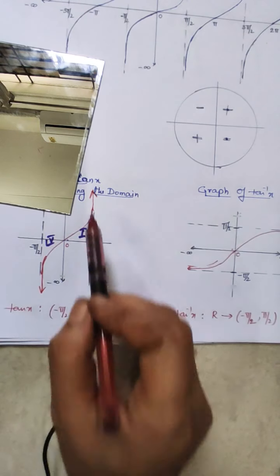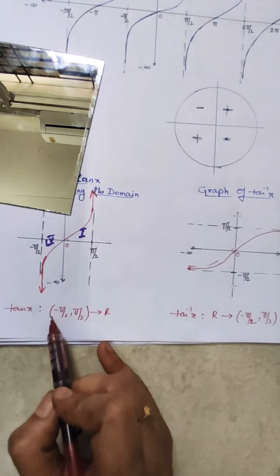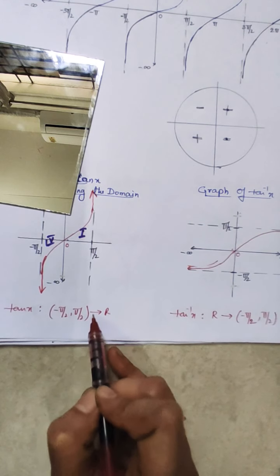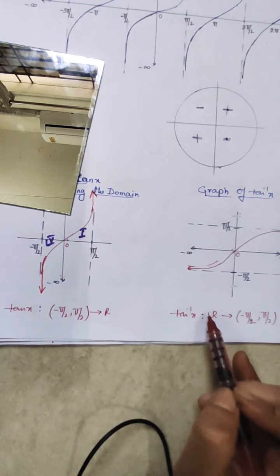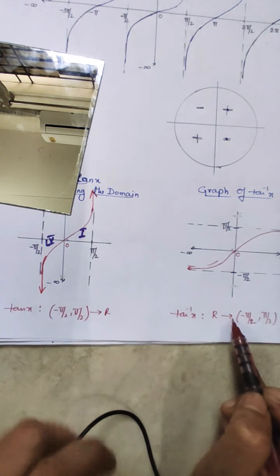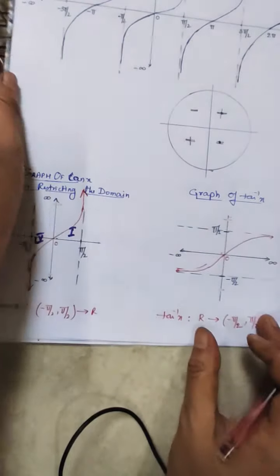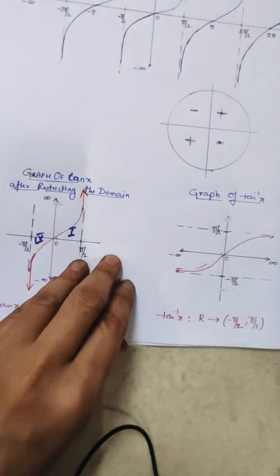Now for tan x, after restricting the domain, it is the open interval minus pi by 2 to pi by 2 and the range is all real numbers. Therefore for tan inverse x, the domain will be all real numbers and the range will be the open interval minus pi by 2 to pi by 2.